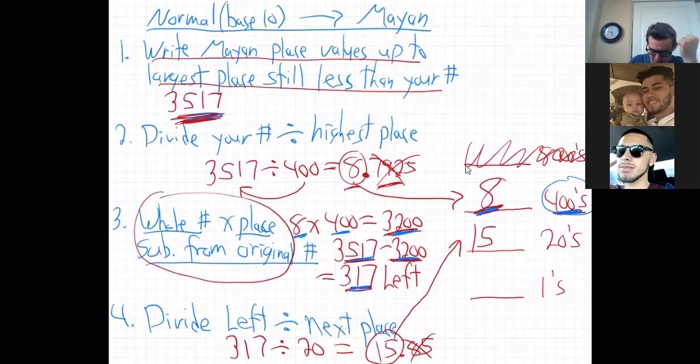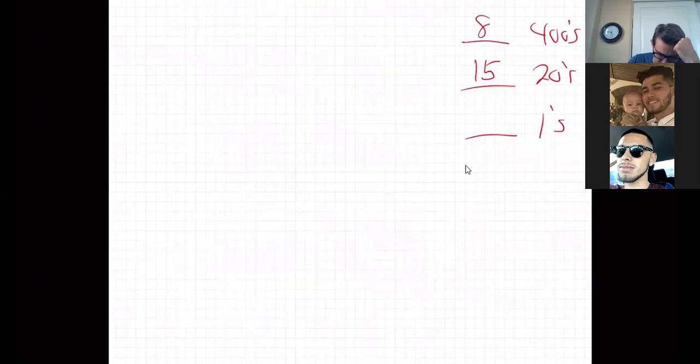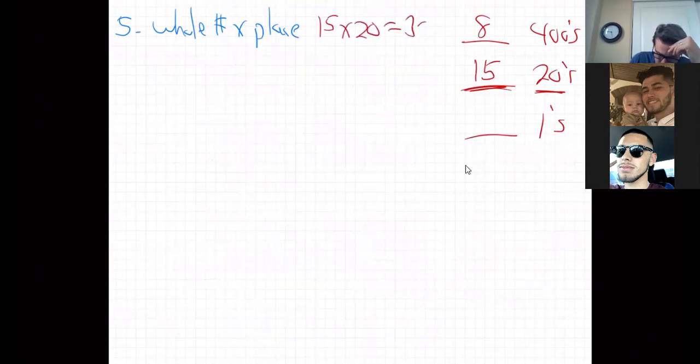So that's going to be step 5. So every time, you divide and then you subtract. You divide, you subtract. You divide, you subtract. You just keep going. Really, this will be pretty much our last step. So take the whole number times the place. So that's going to be 15 times 20, which is 300.